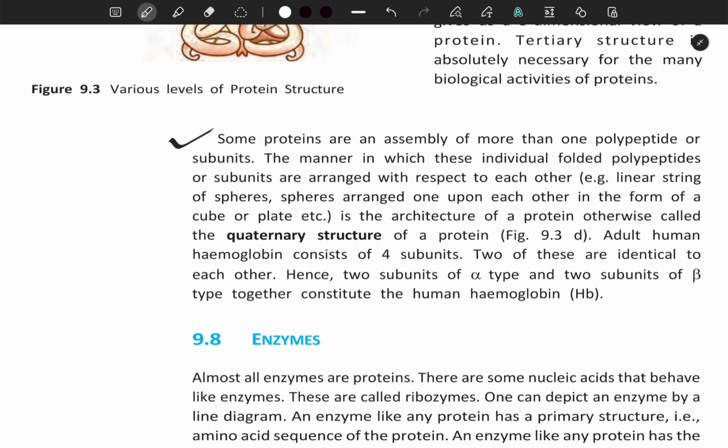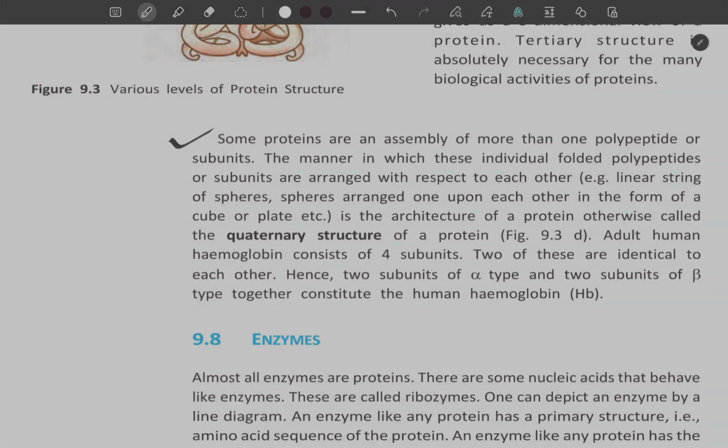Spheres arranged one upon each other in the form of a cube or plate, etc., is the architecture of protein, otherwise called the quaternary structure of a protein. Adult human hemoglobin consists of four subunits. Two of these are identical to each other. Hence, two subunits of alpha type and two subunits of beta type together constitute the human hemoglobin, that is Hb.